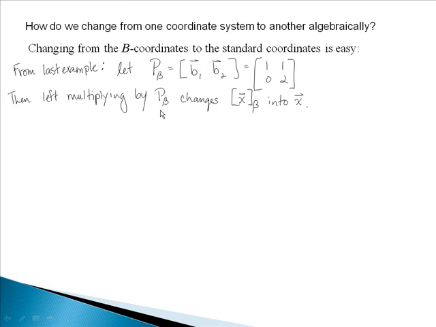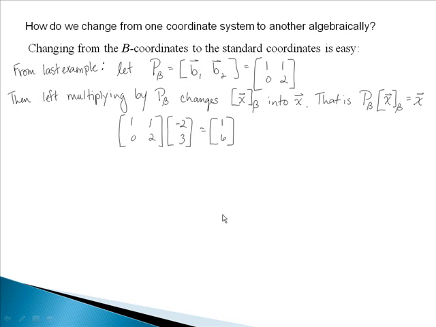Then if I multiply on the left by that matrix P sub beta, we change our B coordinate vector into our vector x. That is, we have P sub beta, our matrix there, multiplied by our B coordinate vector will produce our vector x. So here's our equation set up where this is our P sub beta, the matrix that we just came up with. Here is our B coordinate vector, and here is the vector x that we came up with.